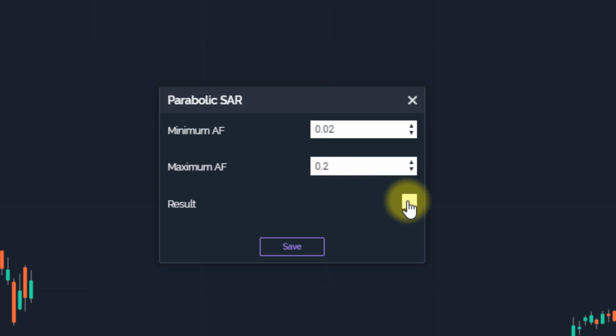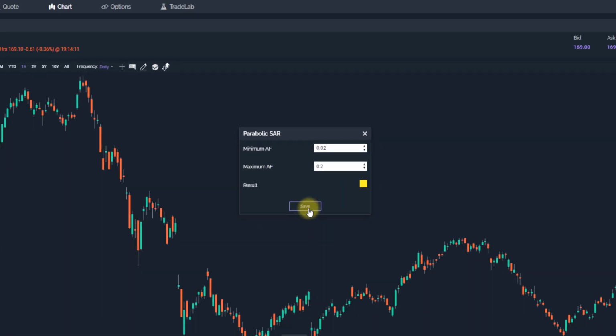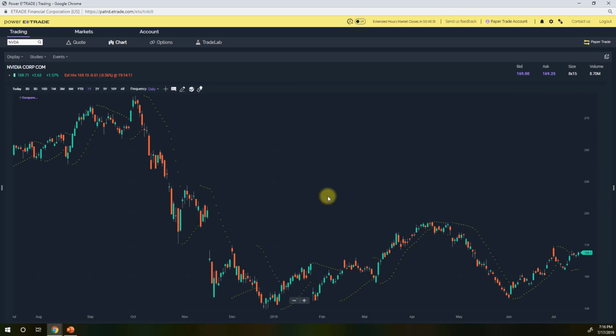From there, you can change the color. Let's put something bright, like a nice bright yellow, so we can see it. And then we choose Save. And there is the Parabolic SAR.